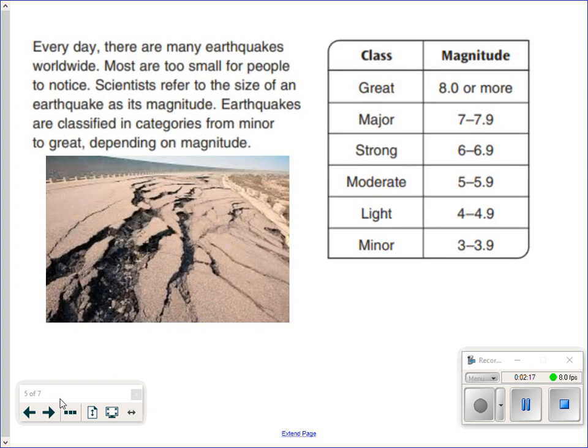Every day, there are many earthquakes worldwide. Most are too small for people to notice. Scientists refer to the size of an earthquake as its magnitude. Earthquakes are classified in categories from minor to great, depending on the magnitude.